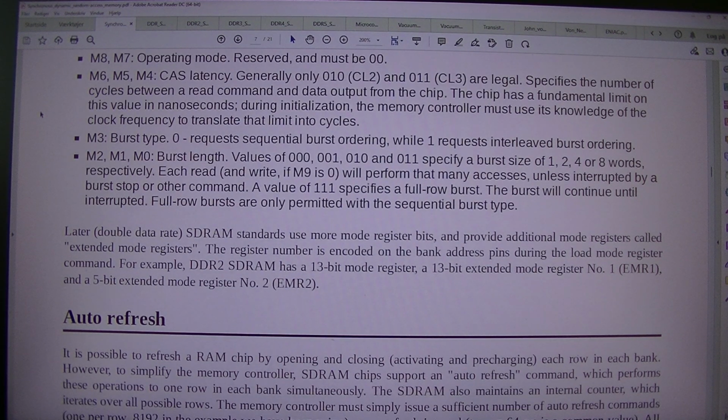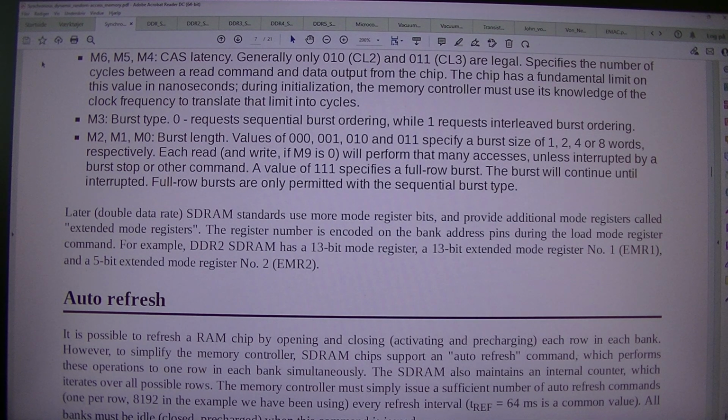M6, M5, M4, CAS latency. Generally only 010, CL2, and 011, CL3, are legal. It specifies the number of cycles between a read command and data output from the chip. The chip has a fundamental limit on this value in nanoseconds. During initialization, the memory controller must use its knowledge of the clock frequency to translate that limit into cycles.